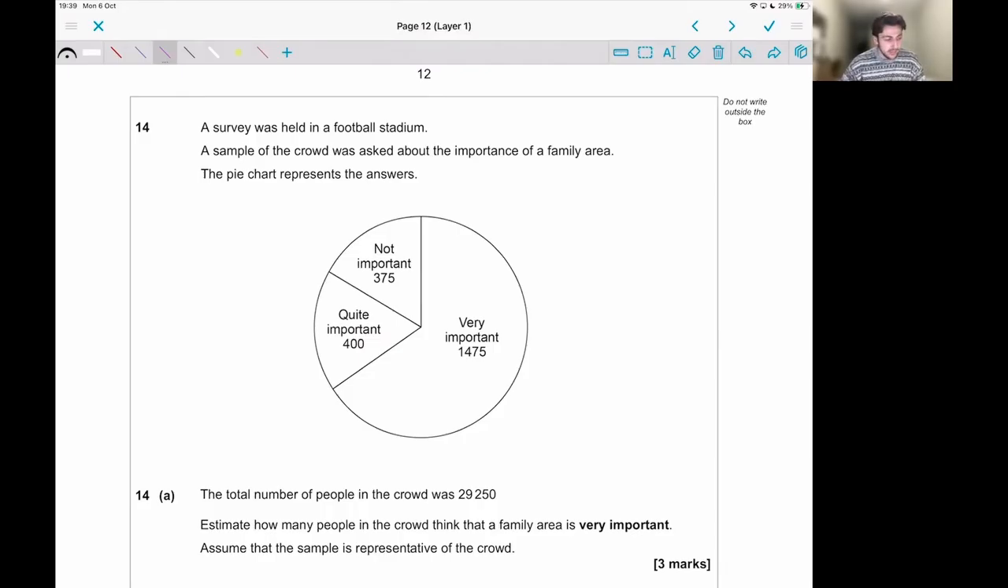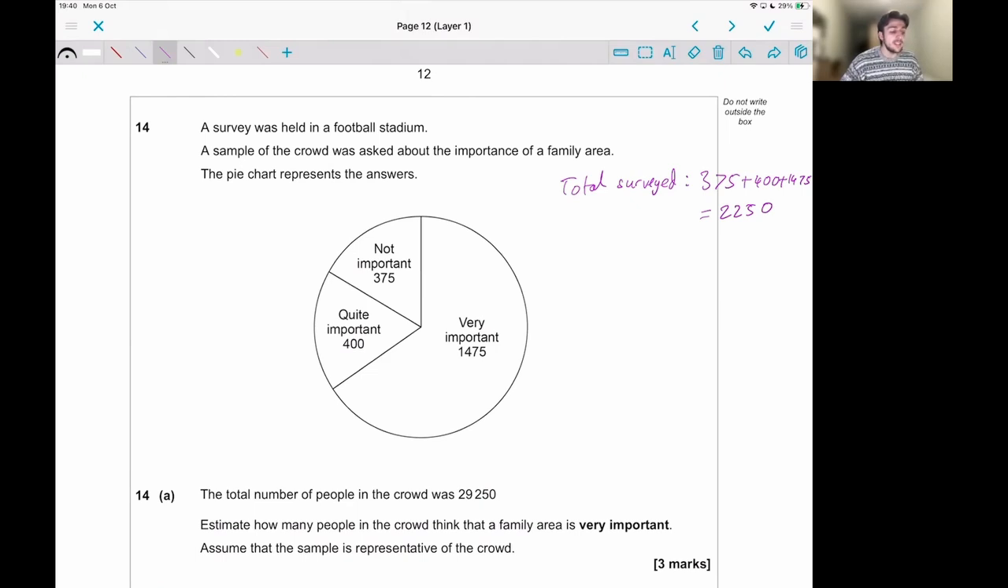So how do we do this? Well, we're going to need to work out the total number of people they asked. So total people surveyed is just simply adding up those numbers. And when we add up all of those numbers, we should get 2,250. So they asked 2,250 people. That is quite a lot of people. It's probably a fairly accurate sample. Because the more people you ask, the more accurate your sample is, the more representative it is.